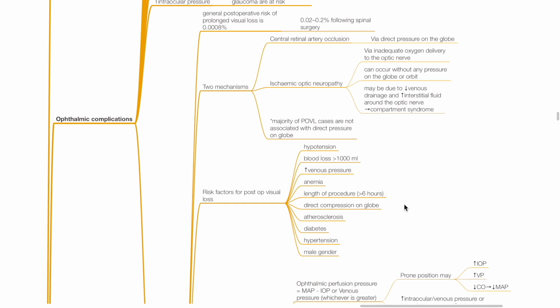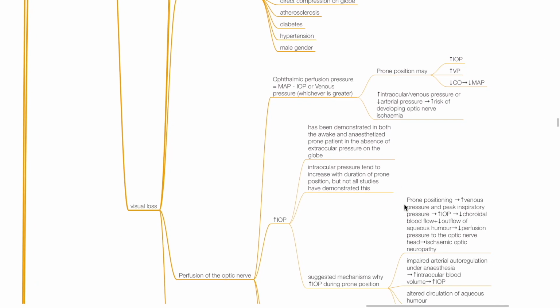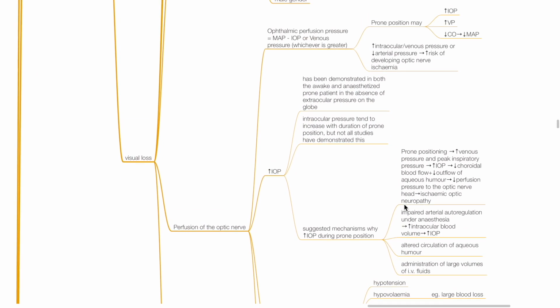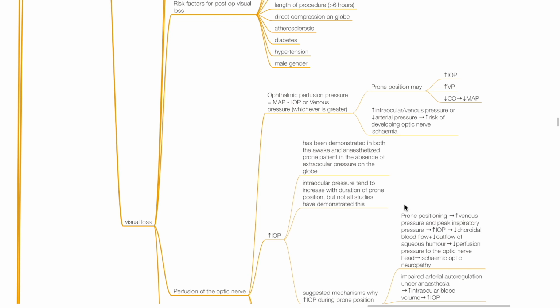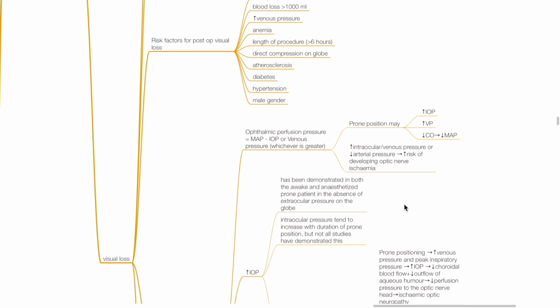Risk factors for post-op visual loss include hypotension, blood loss more than 1 liter, increased venous pressure, anemia, length of procedure more than 6 hours, direct compression on the globe, atherosclerosis, diabetes, hypertension, and the male gender. Perfusion of the optic nerve. The ophthalmic perfusion pressure equals MAP minus IOP or venous pressure, whichever is greater.